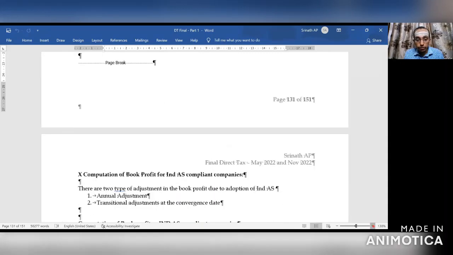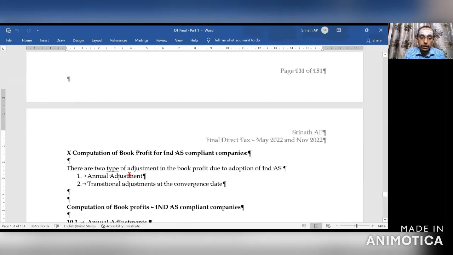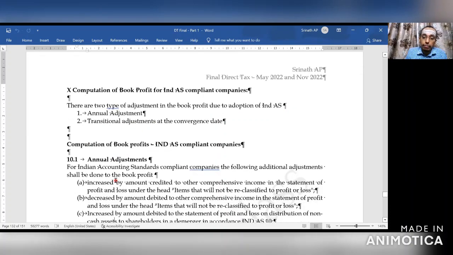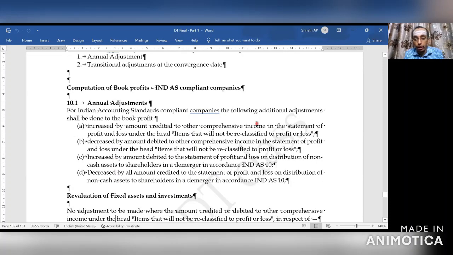Computation of book profits for INDAS compliant companies. There are 2 types of adjustment in the book profits due to adoption of INDAS: annual adjustment and transitional adjustment. For INDAS compliant companies, the following are additional adjustments, which means the 15 buckets that we were doing will continue. Increased by the amount credited to other comprehensive income in the statement of P&L under the item that will not be reclassified to P&L. Decreased by the amount debited to other comprehensive income in the statement of profit and loss under the item that will not be reclassified.